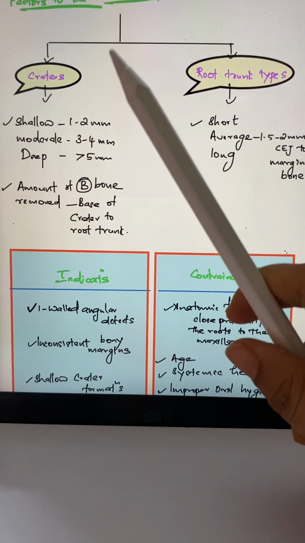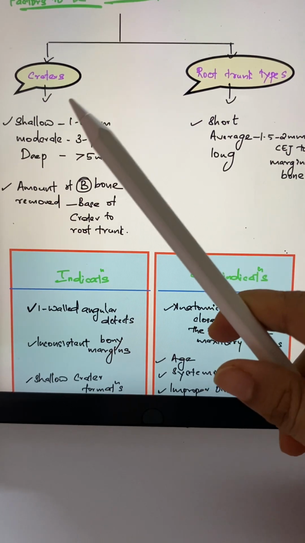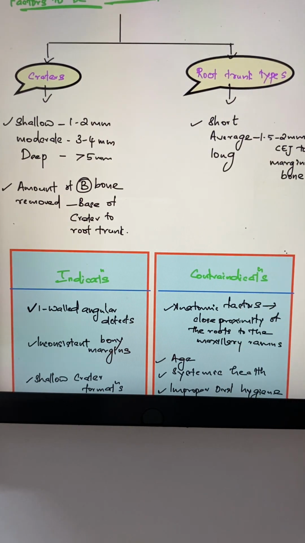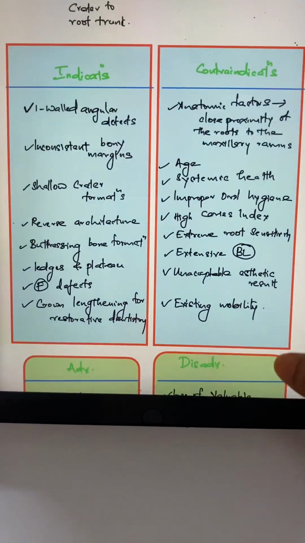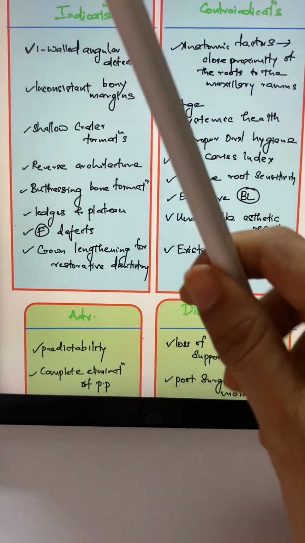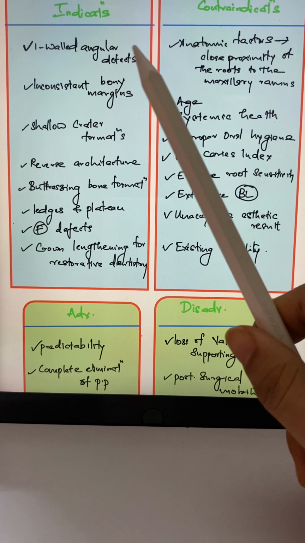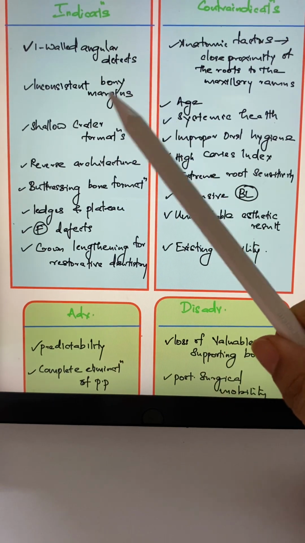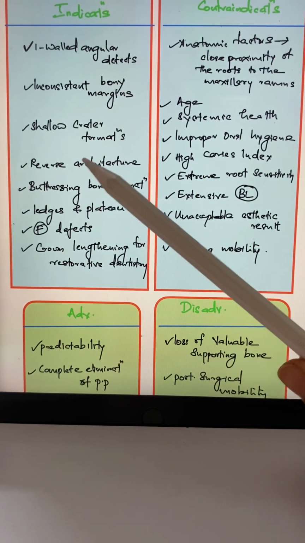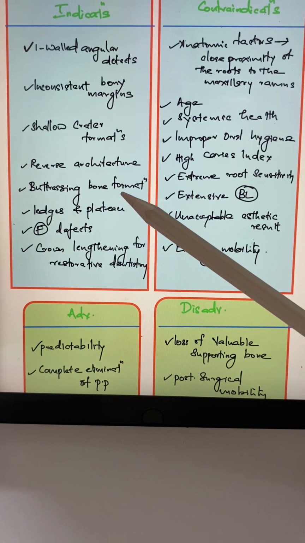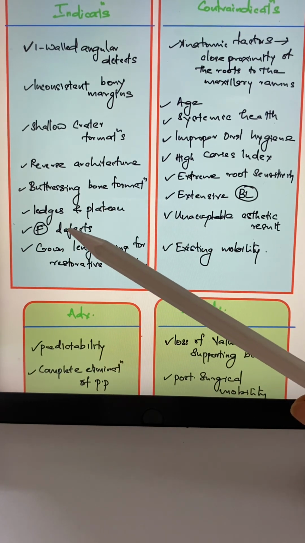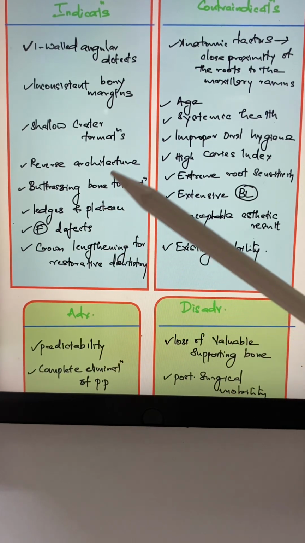In the craters, we need to understand whether they are shallow, moderate or deep, and the root trunk also, whether it is a short, average or long type of trunk. And the indications are one-walled angular defects, inconsistent bony margin and shallow crater formation, reverse architecture, buttressing bone formation, ledges and plateau, percussion defects, crown lengthening for restorative dentistry.